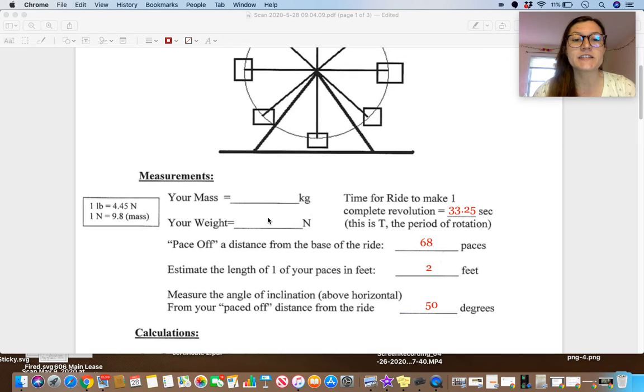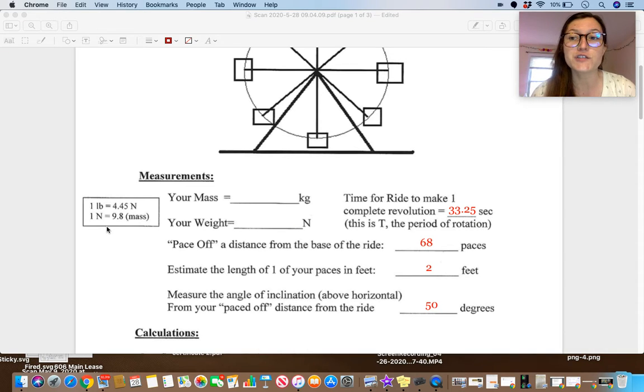The other two pieces of information that we would collect at the park obviously have to do with you in particular. It'd be your weight. Okay, so you take your mass, you'd multiply by 9.8 to get your weight in newtons. Okay, so you'd first take your actual weight.